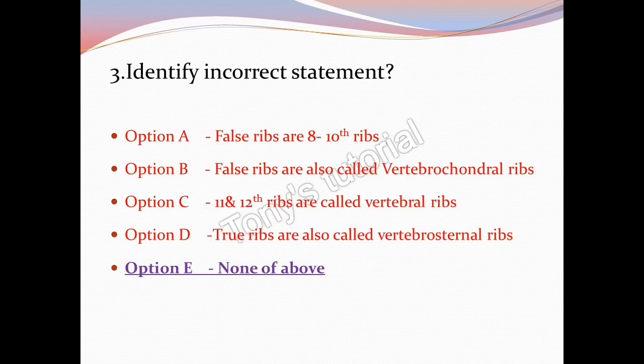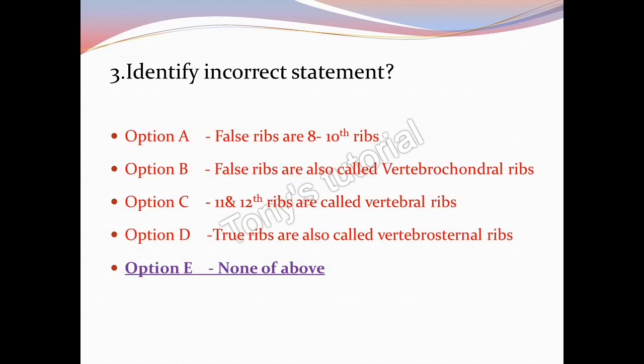And the third question is about the incorrect statement, in that none of the above, all the statements are true, which you will see in the coming diagram, where you know that the ribs are classified into true ribs, false ribs and floating ribs. Floating ribs are 11th and 12th ribs.